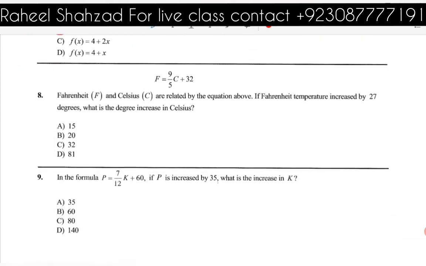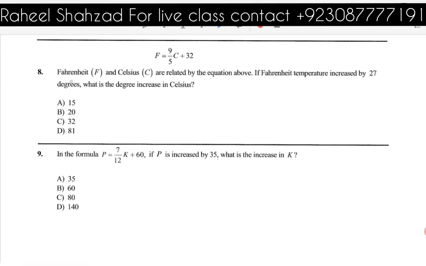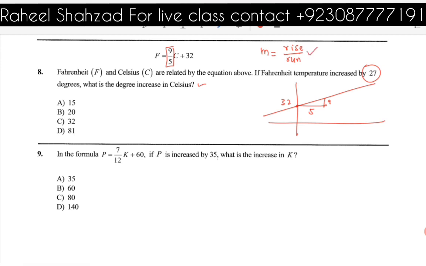Okay, in the next question, number 8, we have the Fahrenheit and Celsius are related by the equation above. If the Fahrenheit temperature increased by 27, what is the degree increase in Celsius? Now you need to understand that the gradient function is always rise over run. So let's assume this is a function, suppose this is 32 and this is a gradient function, that tells you 9 by 5. That's like rise over run. Gradient is always equal to rise over run. Got it? So it's like 9 by 5.